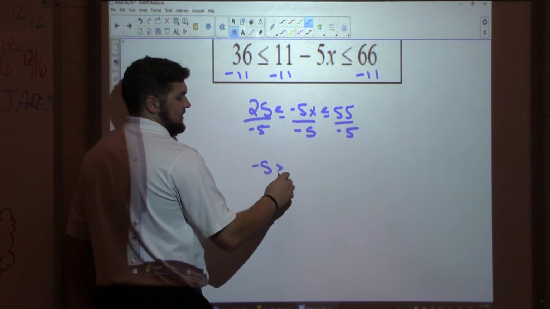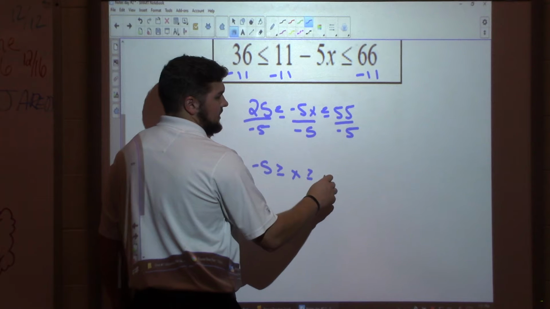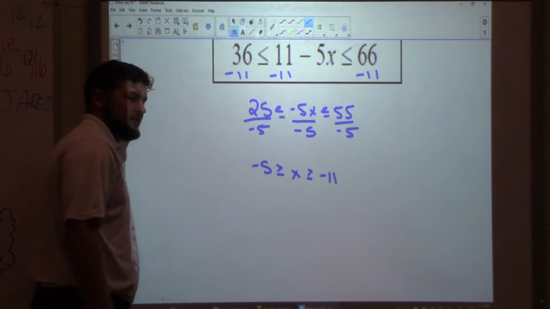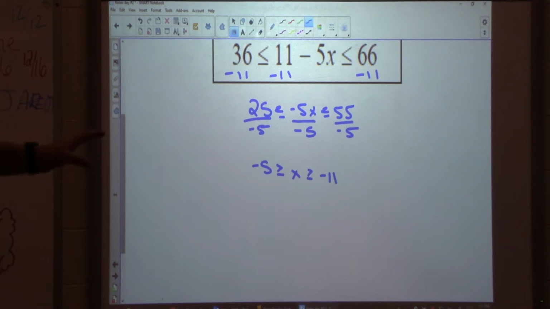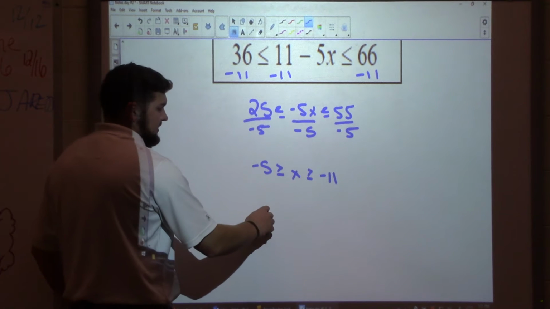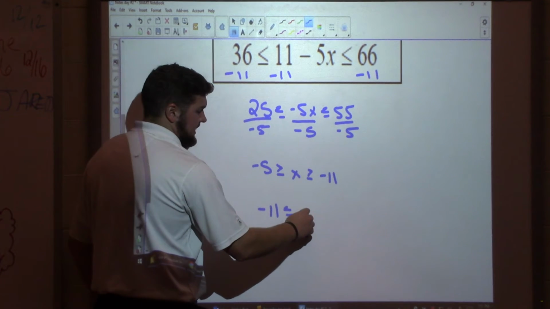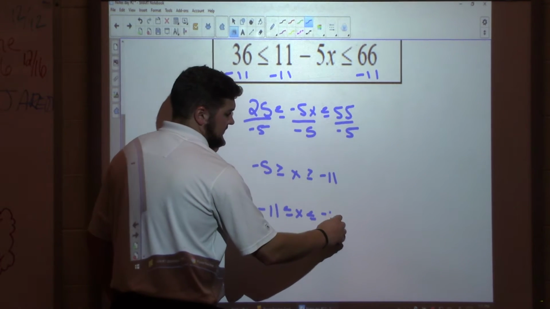Negative 5 greater than or equal to x, greater than or equal to negative 11. Now, I'm pretty sure I talked about this yesterday, that I'm not super picky. That'd be an okay answer. You want to put the other one, but I like to put it the other way. I like to have my smallest number to the left, especially if I'm going to write it in interval notation, it can make it a lot easier. So I'm going to write negative 11 less than or equal to x less than or equal to negative 5.